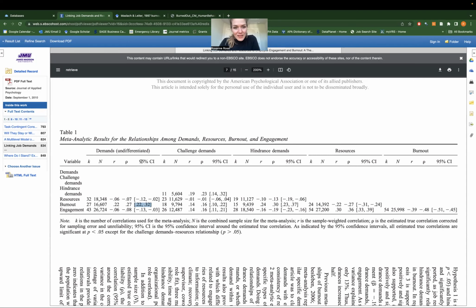So what you would look for is the confidence interval. Does it include zero or not? And in this case, it doesn't include zero. We can have some trust in this result, and we know that it's a medium effect.